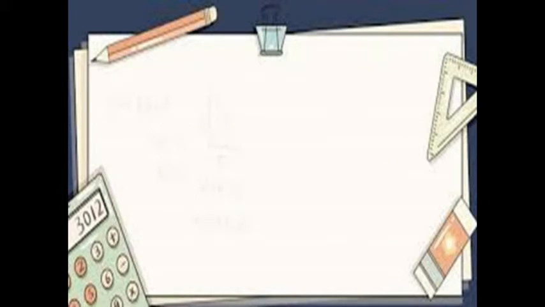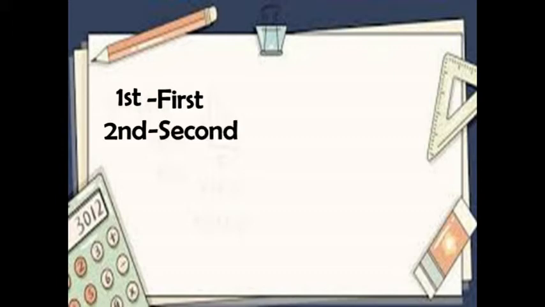So here are some examples. We have here the first. We have the 1 and we attach the suffix st. We can read this as first. Instead of 1, we read this as first. Next one, we have here the number 2. We add the suffix nd, so we read this as second. Next one is number 3. We add rd. So we can read this as third.